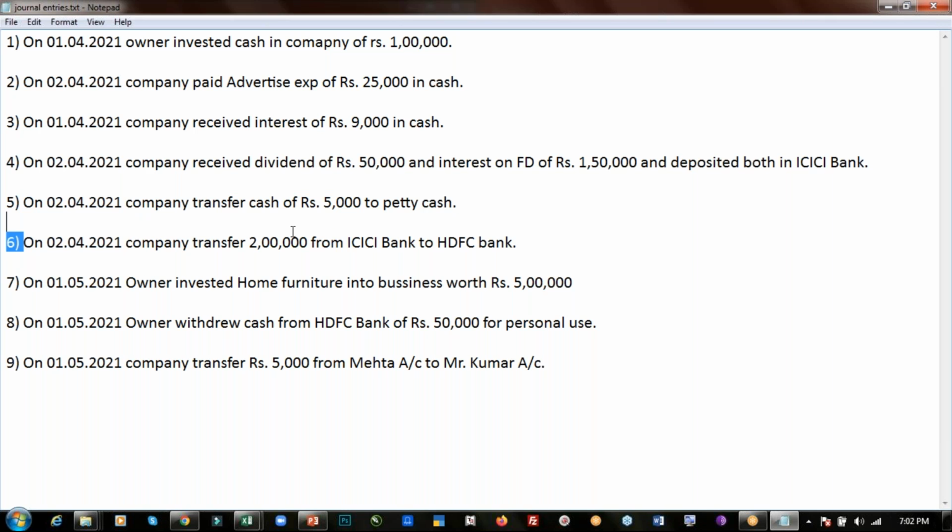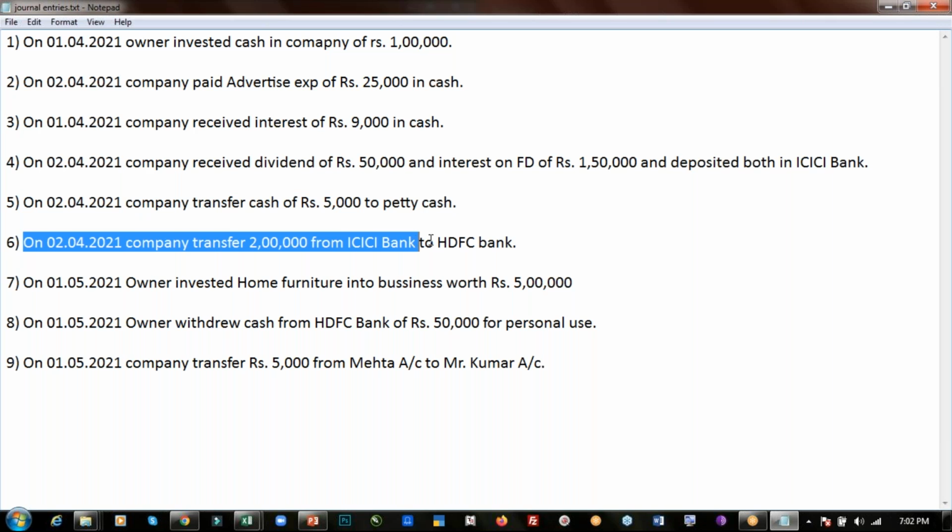Now, 6th point, company transferred 2 lakh from ICICI Bank to HDFC Bank.